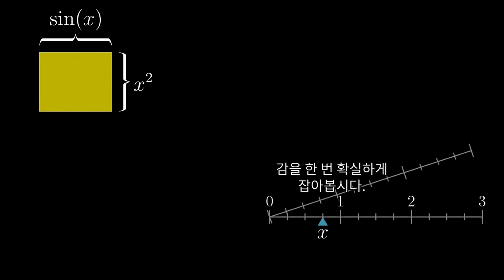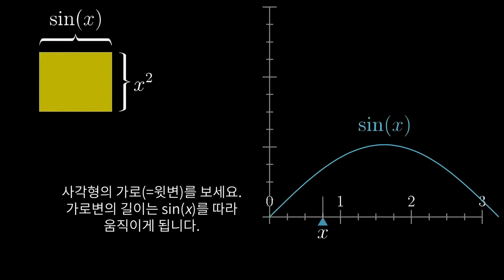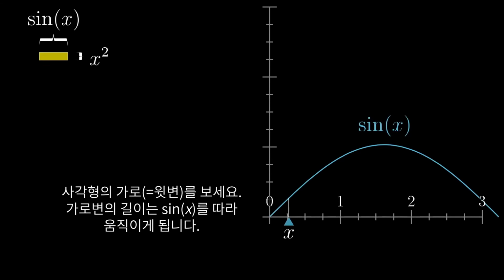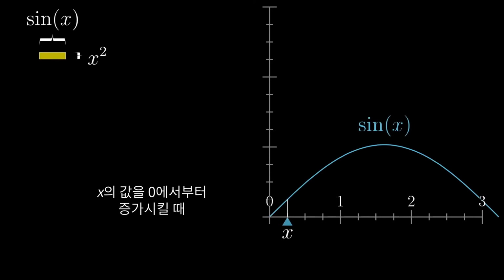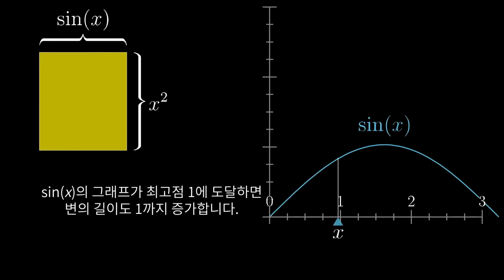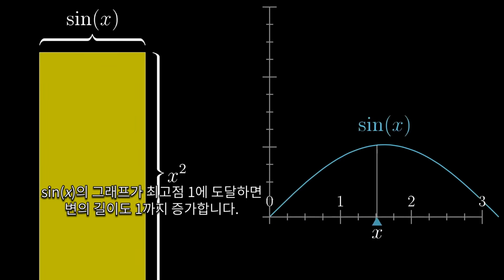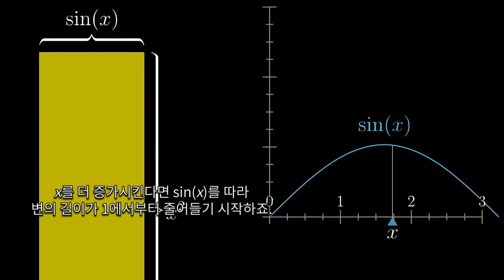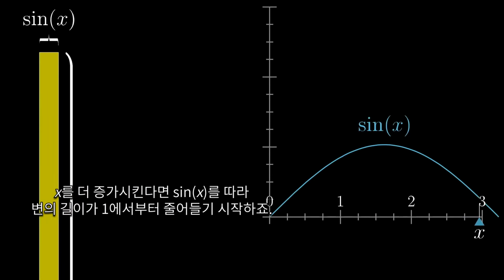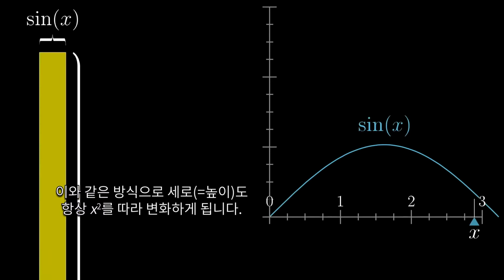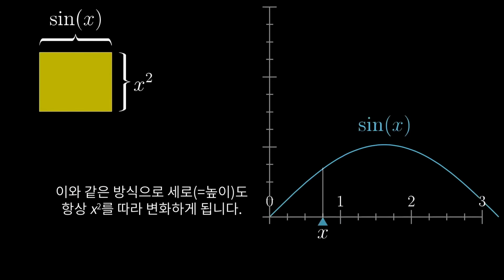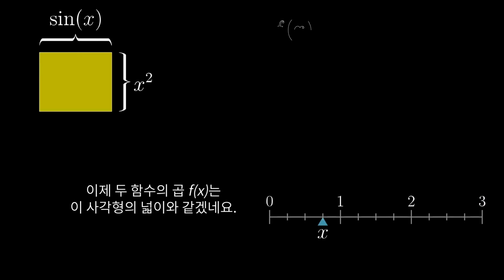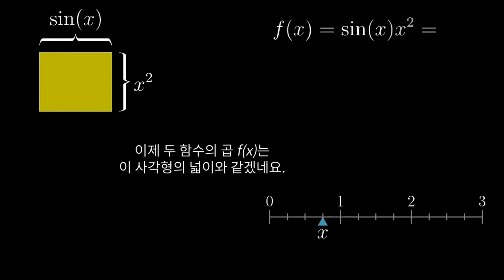So getting a feel for what this means, focus on that top side there, whose length changes as the function sine of x. As you change this value of x up from 0, it increases up to a length of 1 as sine of x moves up towards its peak. And after that, it starts to decrease as sine of x comes down from 1. And in the same way, that height there is always changing as x squared.